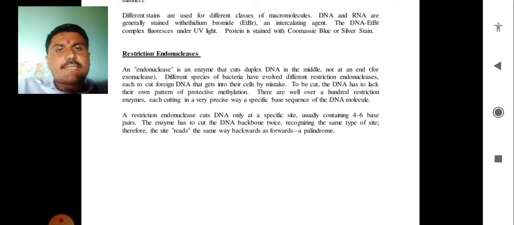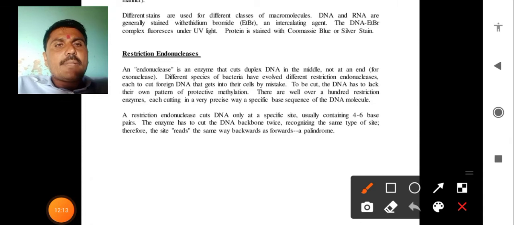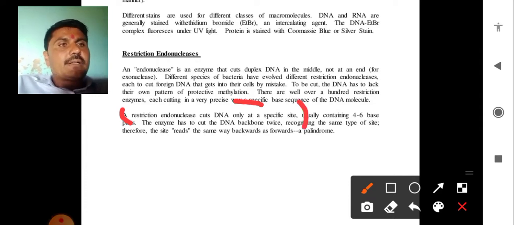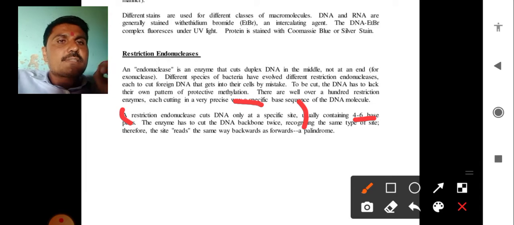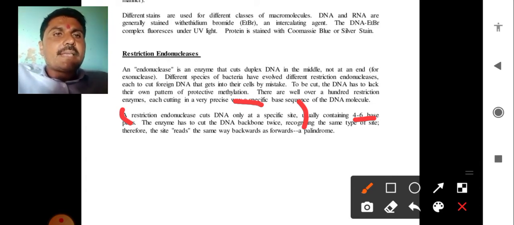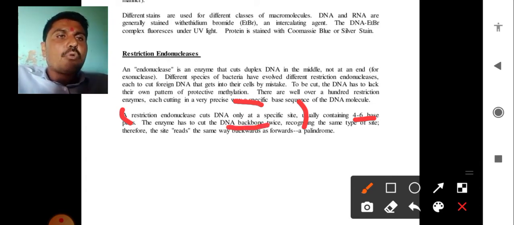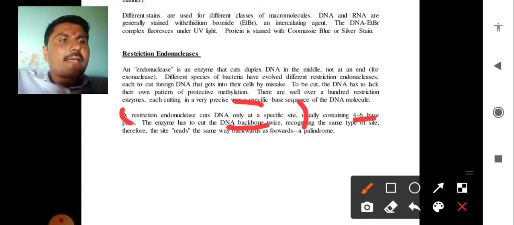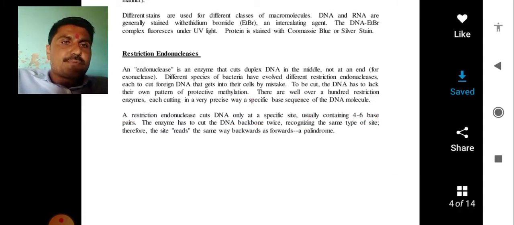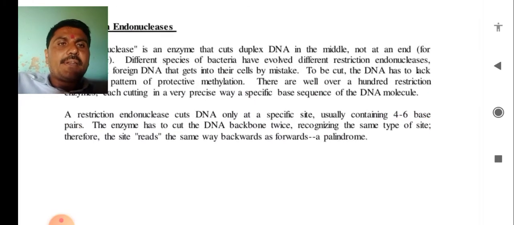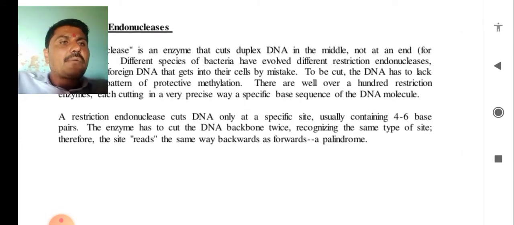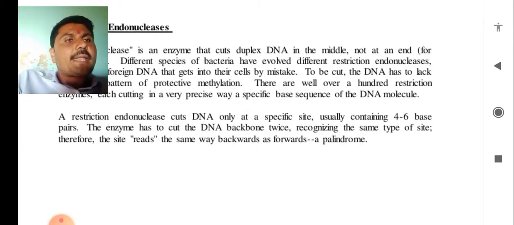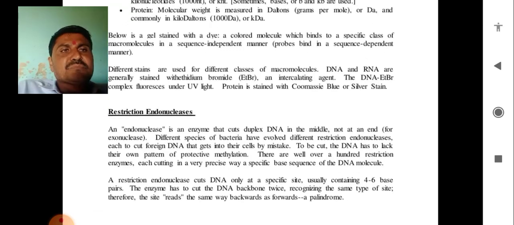Look out at this, this is a notable point. A restriction endonuclease cuts the DNA only at a specific site, usually containing 4 to 6 base pairs. The enzyme has to cut the DNA backbone twice, recognizing the same type of site. Therefore, the site reads the same way backwards as forwards, and is known as a palindrome.